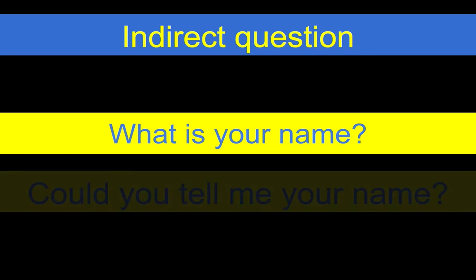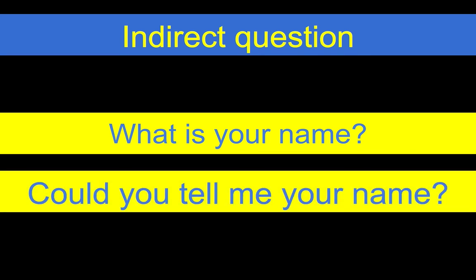So what is your name? Could you tell me your name? Could you tell me your name? We can make the question longer to make it more polite. So it's making it indirect. So could you tell me your name? Could you tell me what your name is? So if we want to copy this, what is your name? Could you tell me what your name is? We have to change the word order.